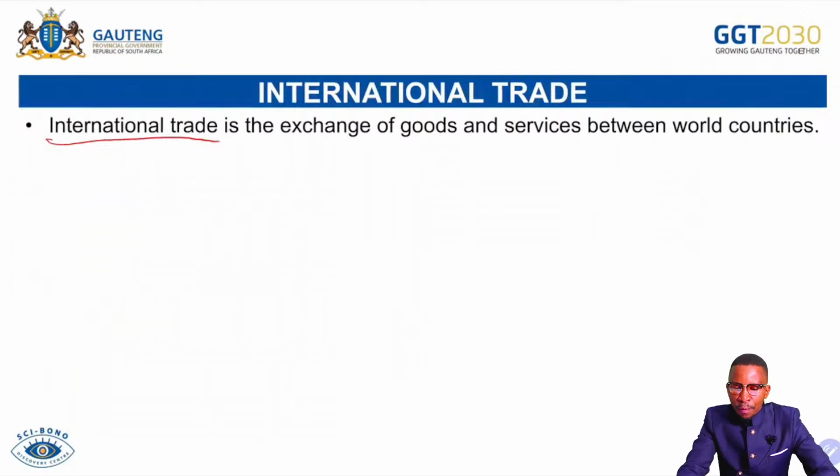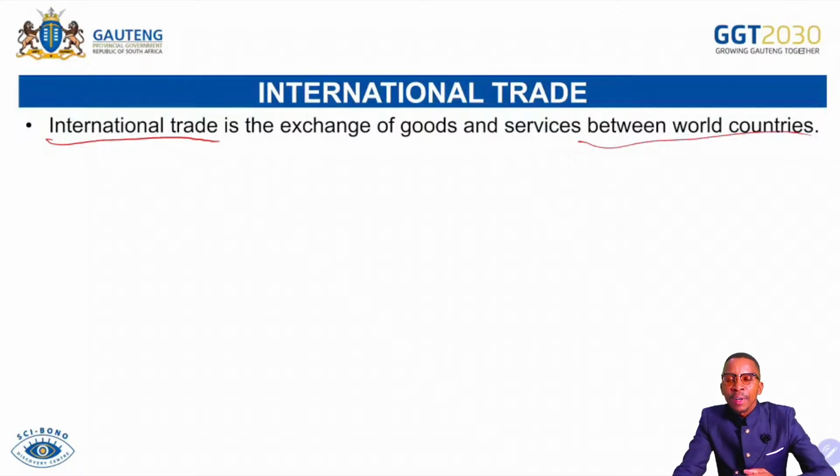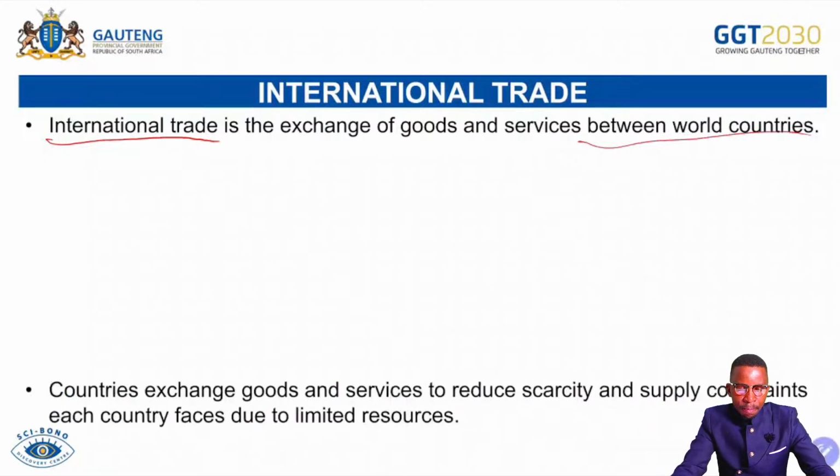So it is the exchange of goods and services between countries. Whenever South Africa is selling its goods to a foreign country and other foreign countries are also selling goods to South Africa, we call that international trade. Also, it includes investing abroad and having foreigners investing in South Africa. That's also international trade.